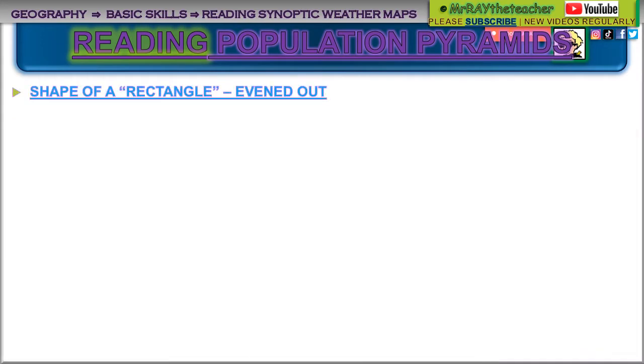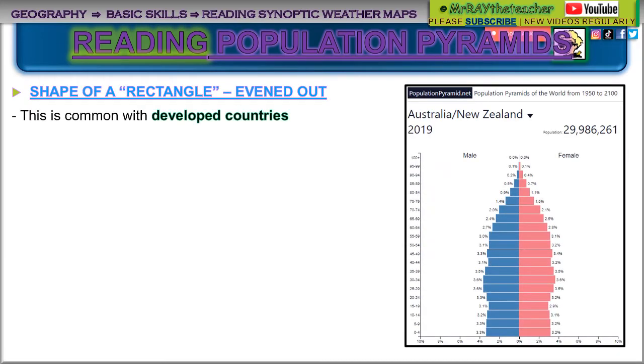And the shape of a rectangle, so evened out. So this is common with developed countries. This indicates a balanced population. So see here, we've got about an even spread. So people that are born, they're not suddenly dying off.